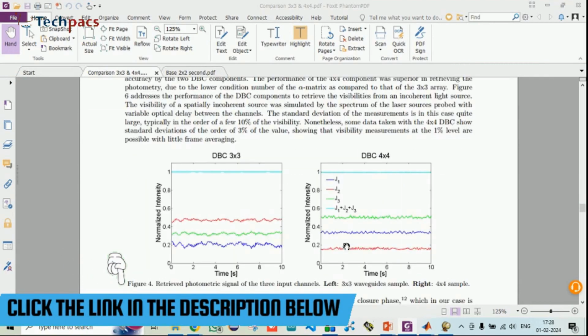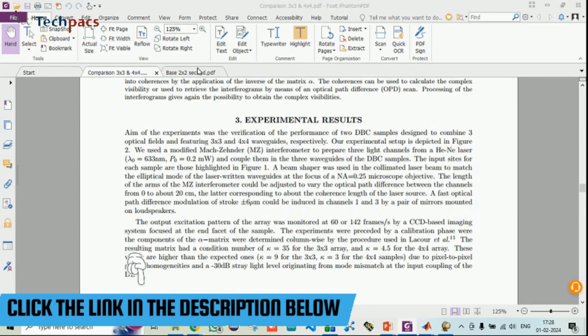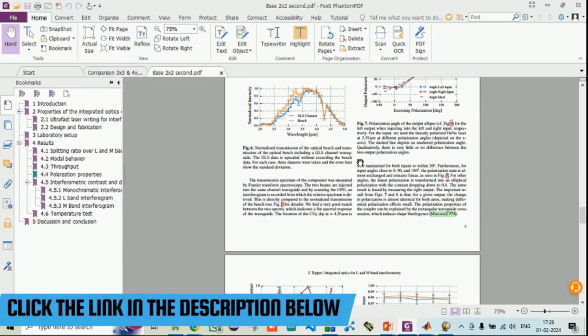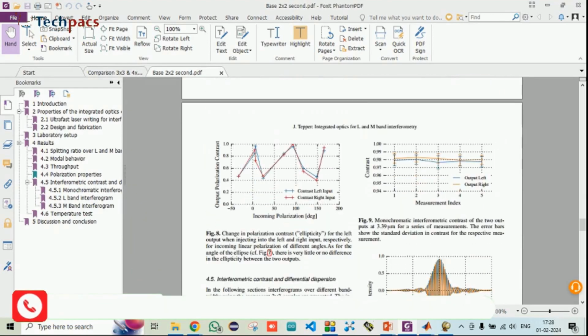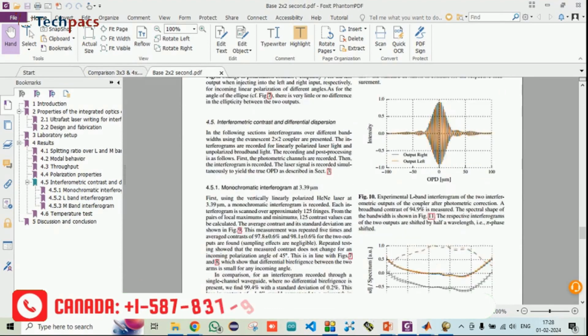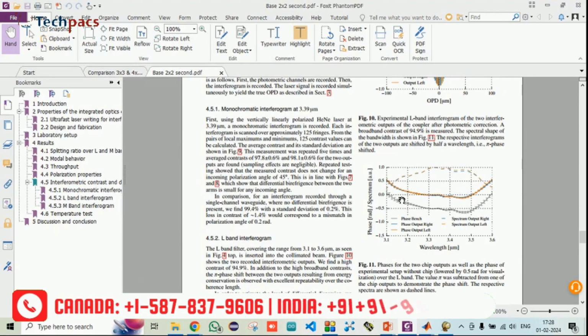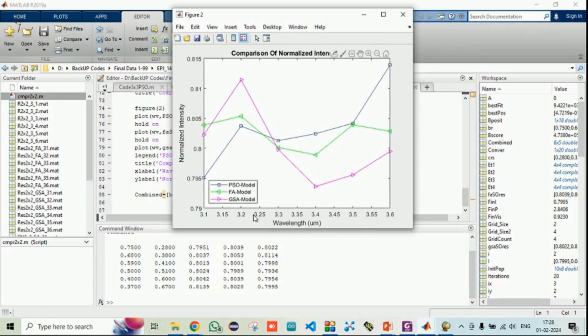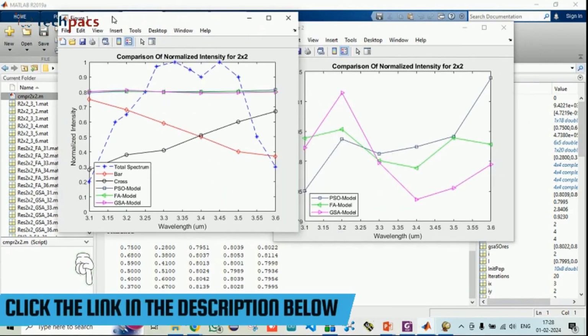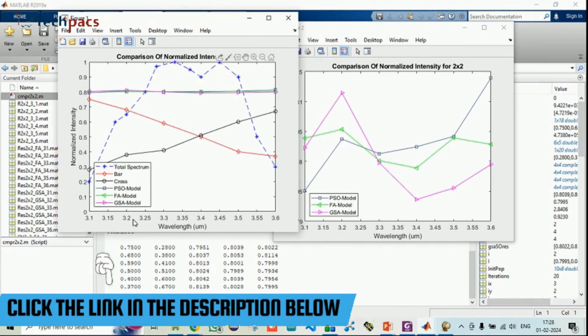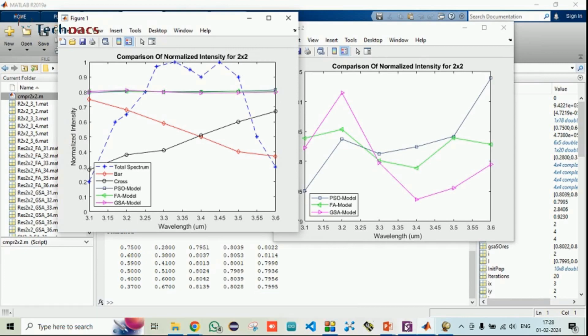So here you can see in one of the papers, like 2 by 2, we are talking about 2 by 2. So here you can see for the different wavelengths they have analyzed the outcomes. Like here the graph is there, 3.1, 3.2, 3.3, 3.4 and so on. So we have run the simulation for different wavelengths and get the normalized intensity. Secondly, we have also analyzed that with respect to that, the total, the bar, the cross, the PSO, these were the traditional methods, those were given in this paper.